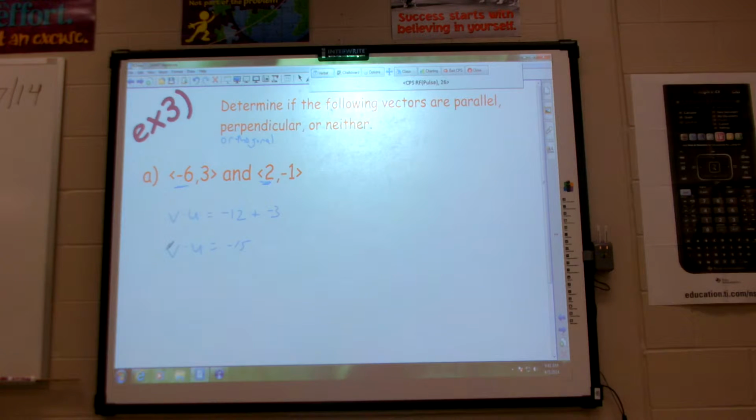Now I have to determine if they are multiples of each other. Sometimes that's hard to see. So what you could do to check is, I always go the same direction. So that's true in every case.